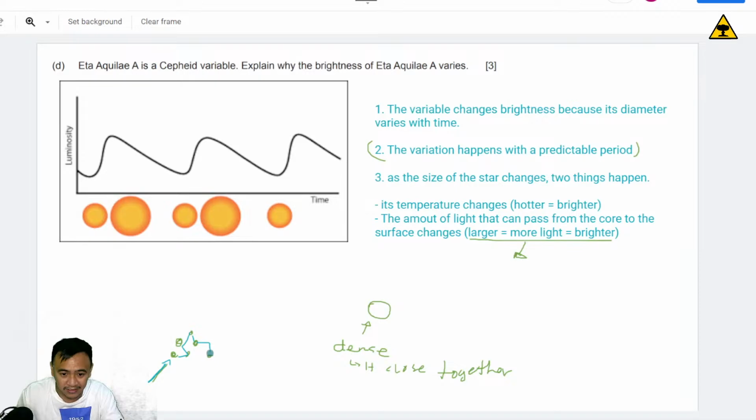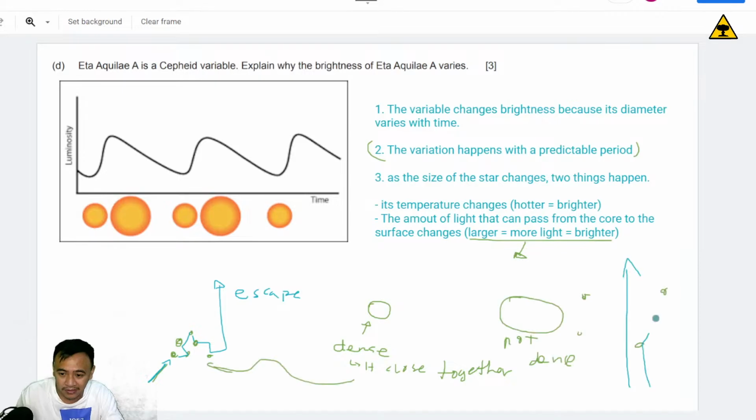Now, when it's large, it's not so dense. So what happens when it's not dense? The hydrogen will be not so dense. So what's gonna happen? The atoms are further apart, like that. So any light coming from the core will have an easier time passing through. Some of them still end up bouncing off, but bouncing off fewer times.